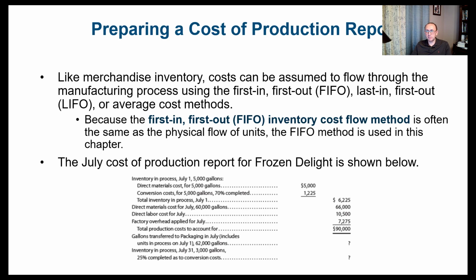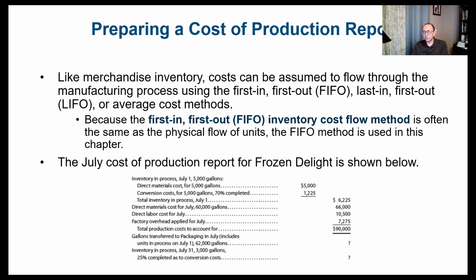So again, like merchandise inventory, costs can be assumed to flow through the manufacturing process using the first in, first out, or the FIFO. Could be last in, first out, which is LIFO, or the average cost method. Because the first in, first out FIFO inventory cost flow method is often the same as the physical flow of units, the FIFO method is used in this chapter. So again, because we want to simplify things and we know that this is usually how the process works.